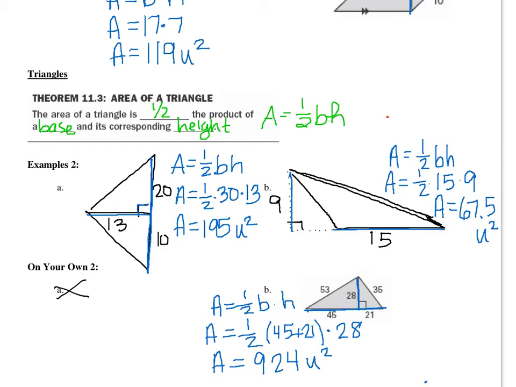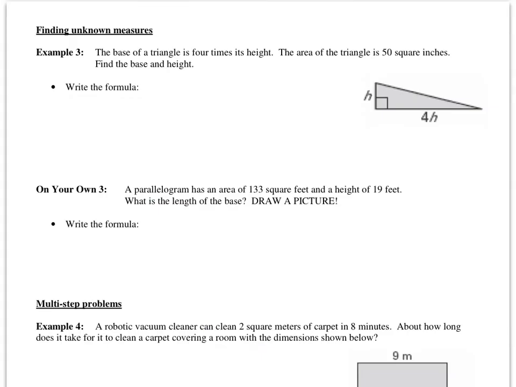And let's flip it over to the last page of this lesson. Okay, it says finding unknown measures. It says the base of a triangle is 4 times its height. Okay, so let's put what we know there. Base equals 4 times the height. And we know we've got a triangle. That's also a key piece. It says the area, okay, that's my A, of a triangle is 50 square inches. So A equals 50, and that's inches squared. Here's my direction, so I'm going to put a box around it. Find the base and the height.